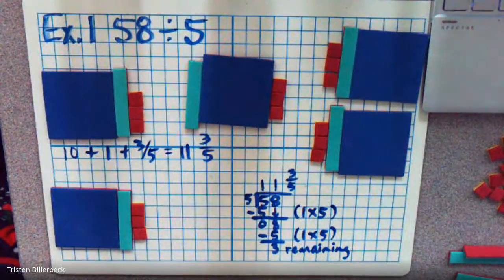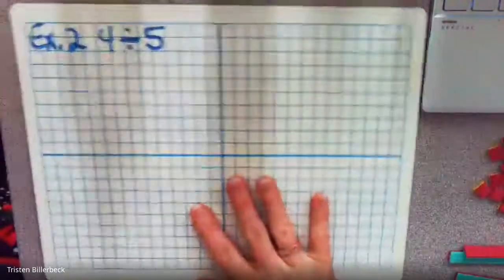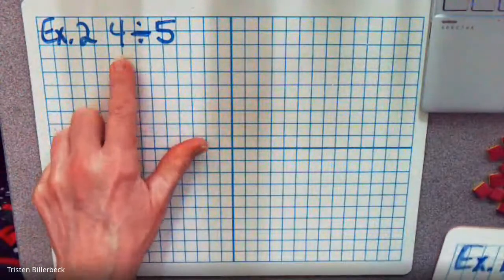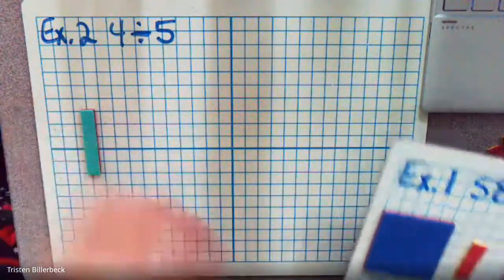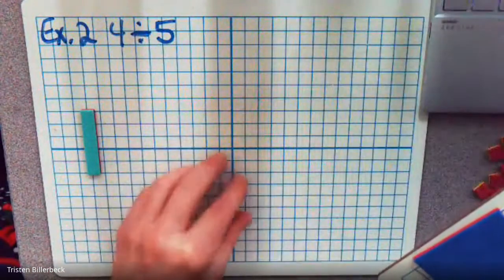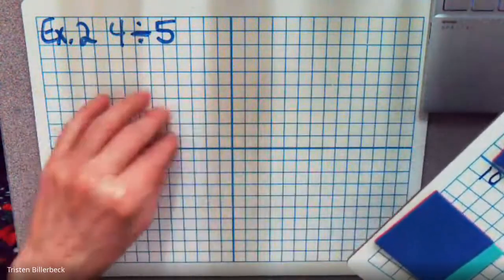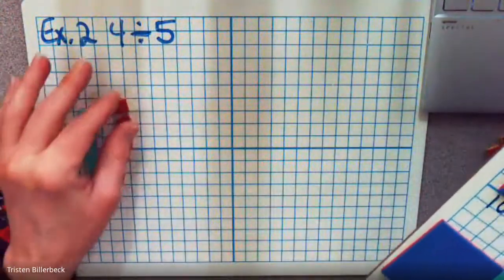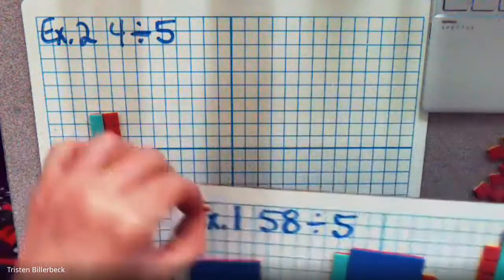All right, so let's look at a different problem. So we have example 2. This time I have 4 divided by 5. So I have 4 things, and I'm going to divide it by 5. Remember that these 1s are represented by 5 of these. So we are going to take that, and we're going to get 4 of those.